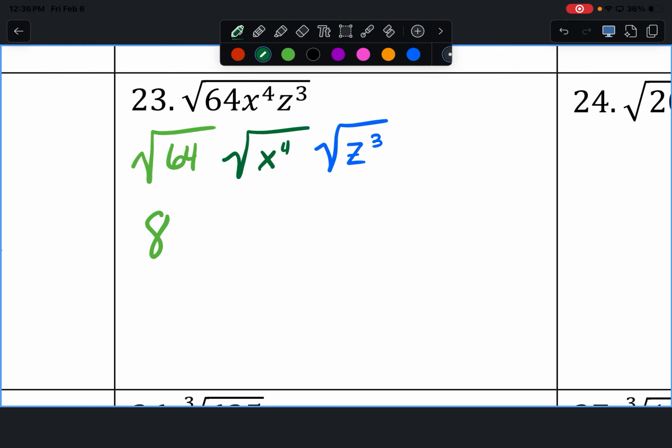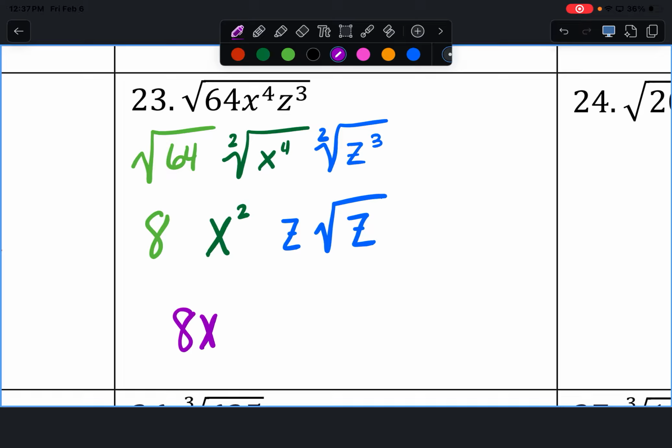Okay, is 4 divisible by 2? Yes. Well, how many times can 2 go into 4? Is there anything left over? All right. Now, what about z? So, is 3 divisible by 2? No, but can 2 go into 3? How many times? With how many left over? So what is going to go outside of our radical? 8x minus x. And inside is just z. There we go. Now we'll leave 24 to you.